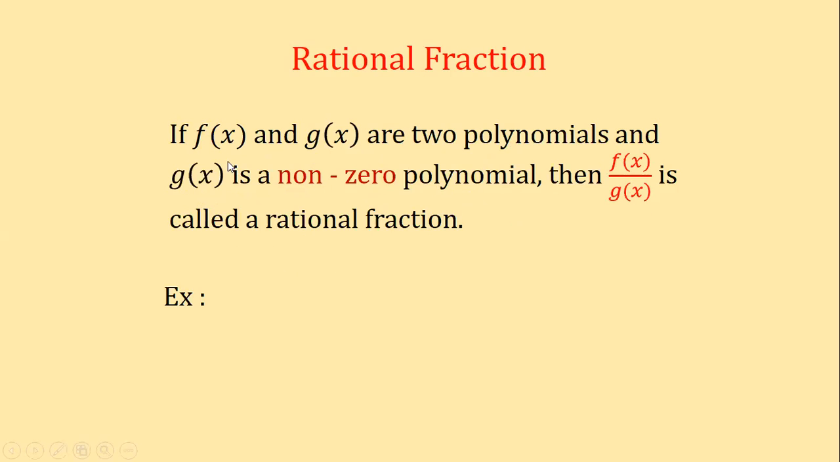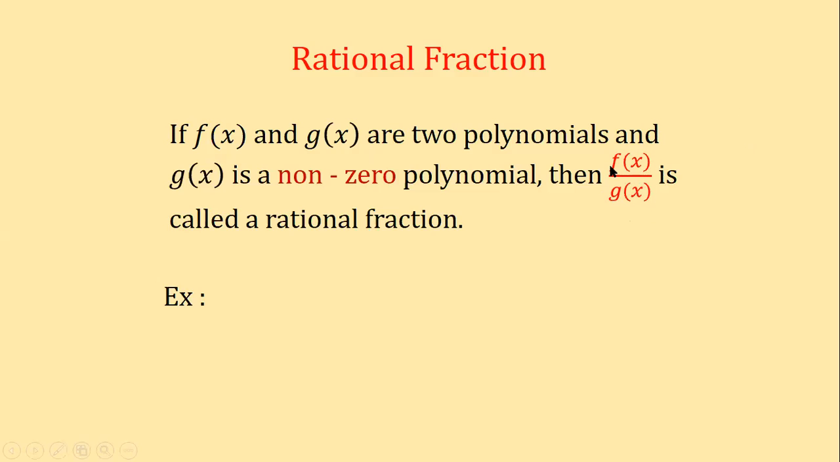Here I am saying that the first thing is that f of x and g of x are two polynomials. So in this fraction f of x by g of x, the numerator f of x and the denominator g of x both must be polynomials. So what do you mean by a polynomial? You learned it in the lower classes. Yes or not? Let us recollect the concept of polynomial once. A polynomial is an algebraic expression which should have non-negative integral powers. The variable should have non-negative integral powers.